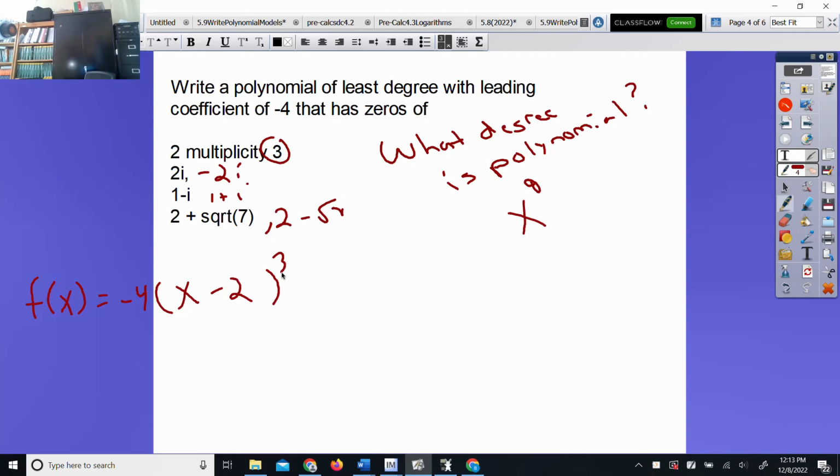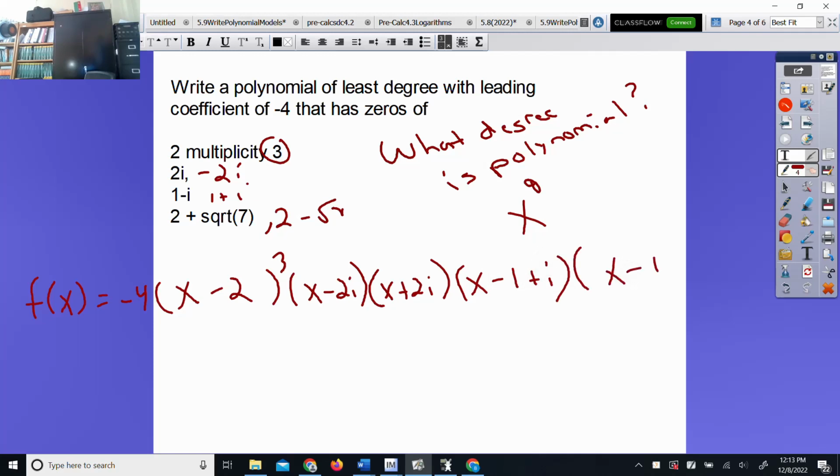2i is a zero. What's the factor? Change signs. That's all you do. If negative 2i is a zero, what's the factor? x plus 2i. And here's where we start having issues. Suddenly we're throwing 2 things in here. What happens to both of them when they enter parentheses? They will change signs. The first one is x minus 1 plus i. The second one is x minus 1 minus i. You just change signs.